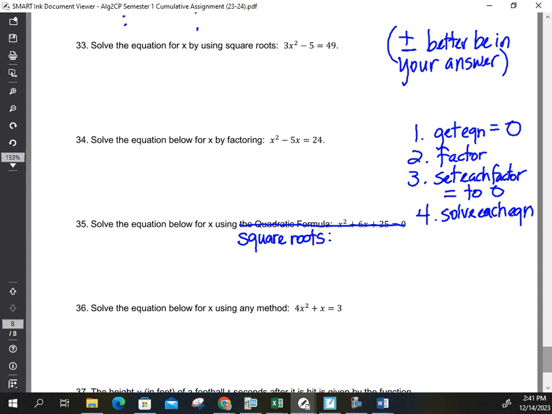The problem is very, very simple. Y squared equals 48. Solve it out. Solve it using square roots.